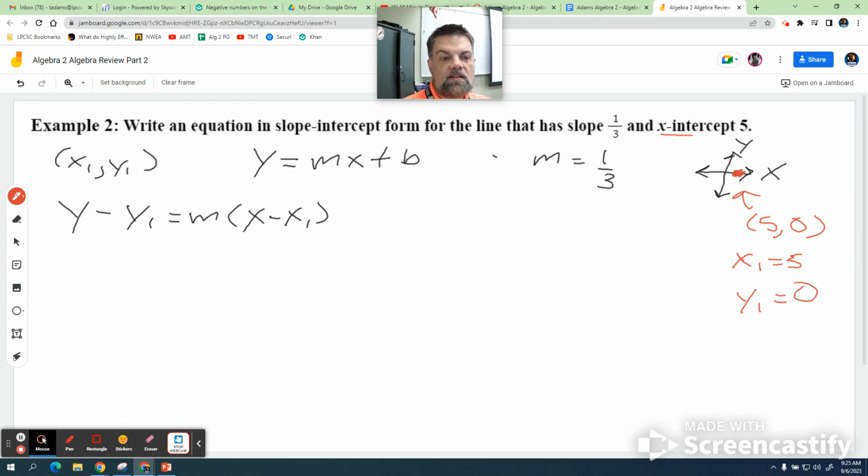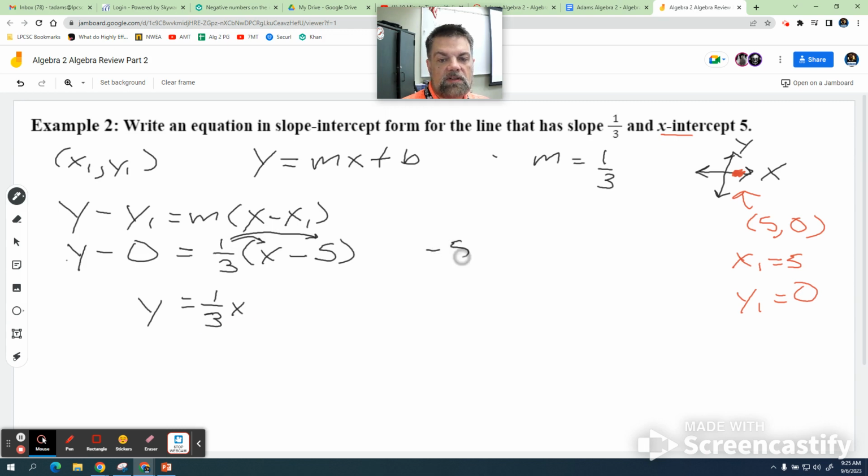So that's all I need. I just plug that stuff in, right? So I'm going to say in my next line, y minus y sub 1, which is 0, is equal to m, which is 1/3, right? Times the quantity x minus 5. So y minus 0 is just y, so this is pretty easy. This is y. What's 1/3 times x? 1/3 x.